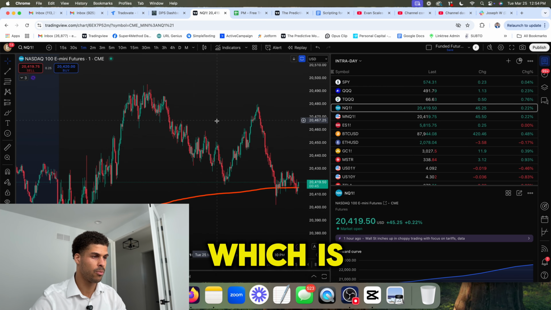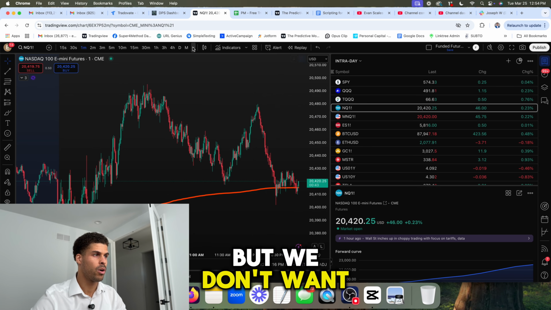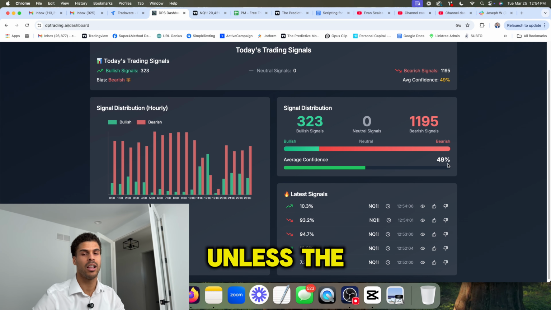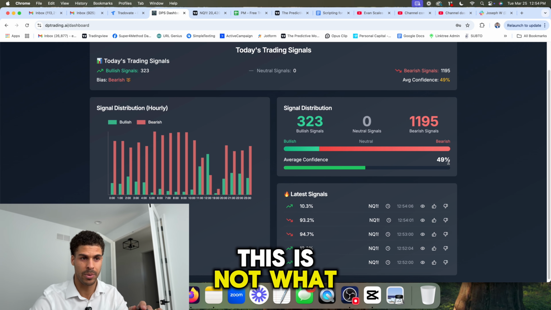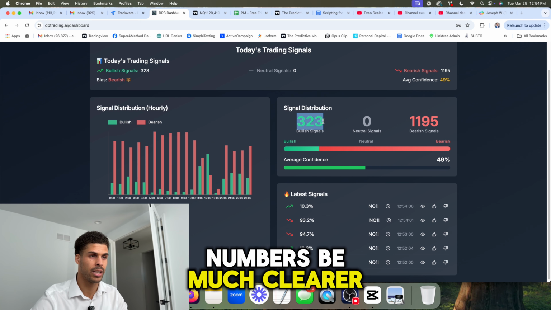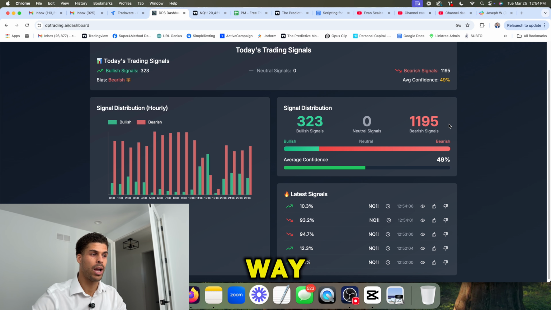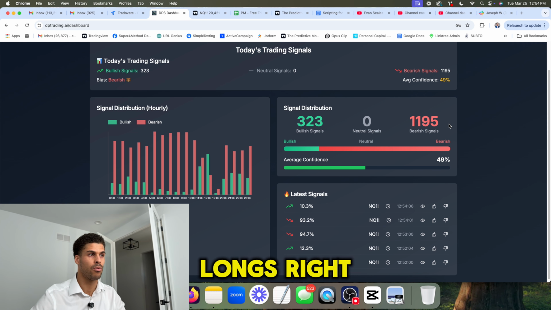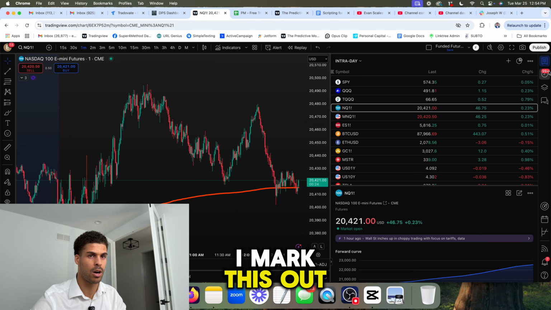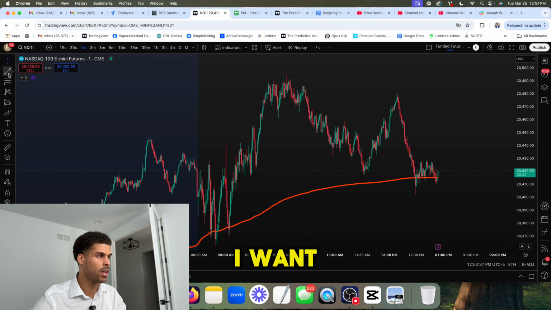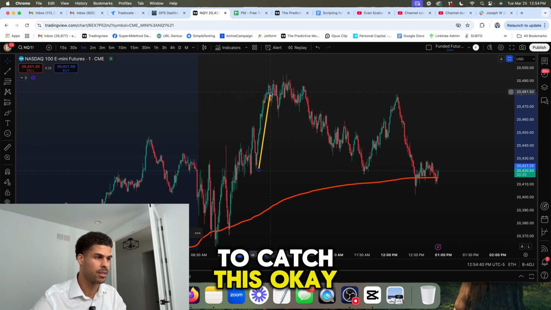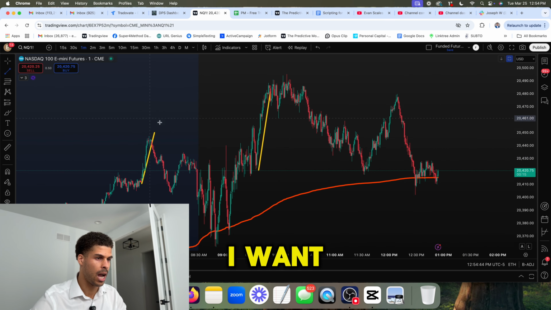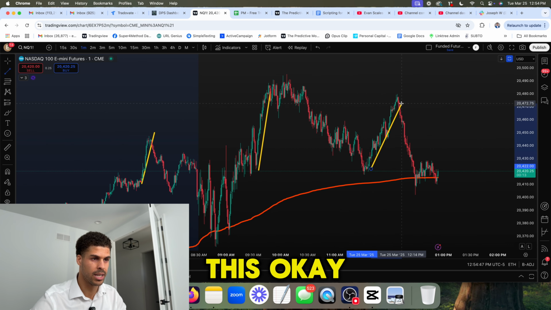We didn't take a lot of the upside, which is fine, but we don't want our signals to be this lopsided because, unless the market's falling off a cliff, this is not what we want to see. We want to see these numbers be much closer, and that way we can look at taking shorts until it's time to take a long and then catch those longs, right? I marked this out on the live stream, but we'll talk about it again. I want the ability to catch this, okay? I want to be able to catch all of that, even when we're not trading. I want the ability to catch all of this, okay?